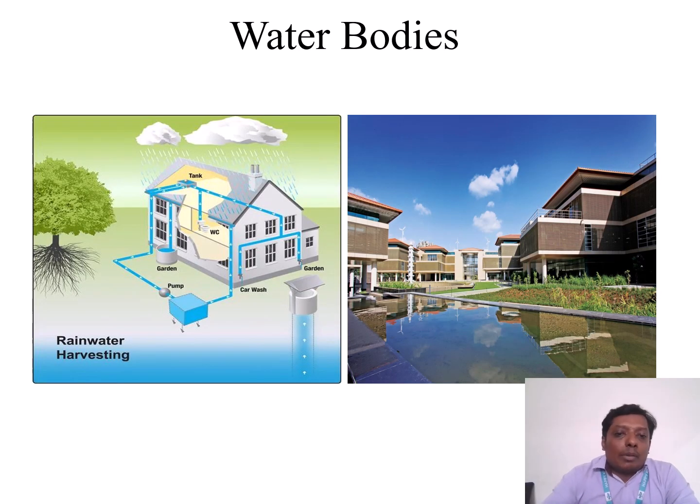Water bodies. So, examples for water bodies. The first diagram shows the rainwater harvesting, and the second diagram shows the water bodies inside the building. So in that first diagram, the tank is there. WC is nothing but water collector. Then garden, then pump is there. The recycled water, the collected rainwater, is mainly used for car wash, then gardening purpose, recycling of water.